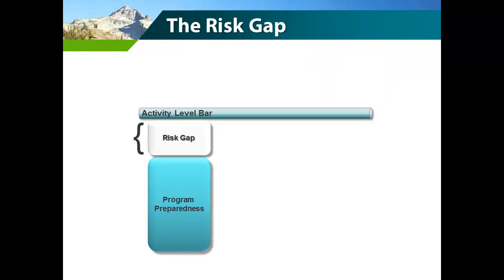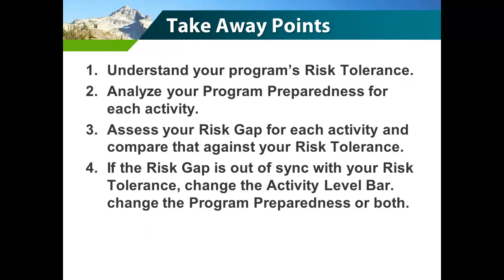I hope this presentation on understanding the risk gap in outdoor programming will be a helpful part of your program's overall risk management plan. Here are some important takeaway points. You want to understand your program's risk tolerance. For each activity you do, analyze your program preparedness for that activity. Assess what your risk gap is for each activity and compare that against your risk tolerance. If the risk gap is out of sync with your risk tolerance, you need to either change the activity level bar, change the program preparedness, or both.